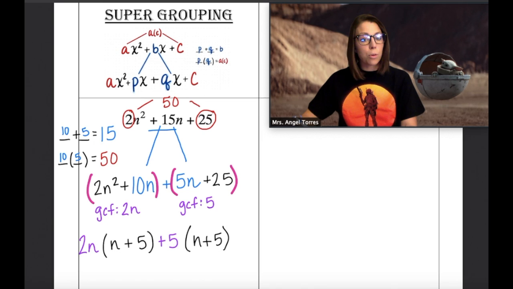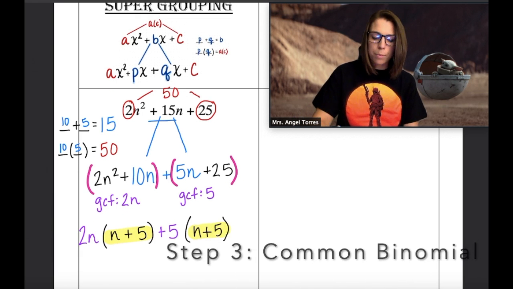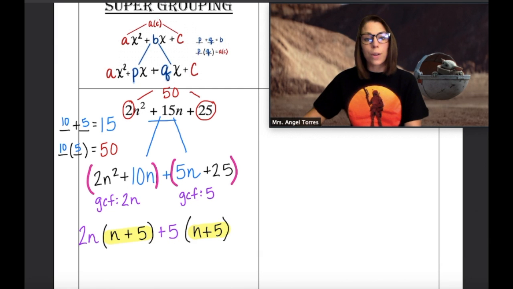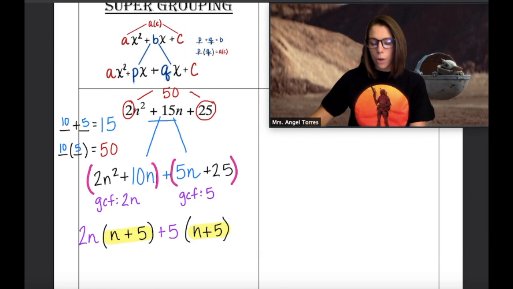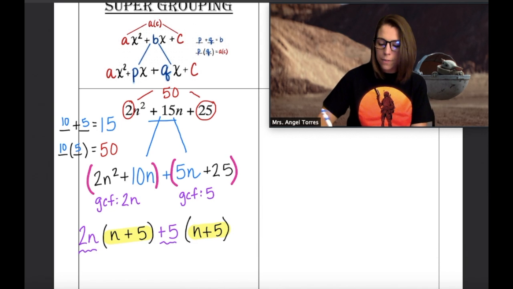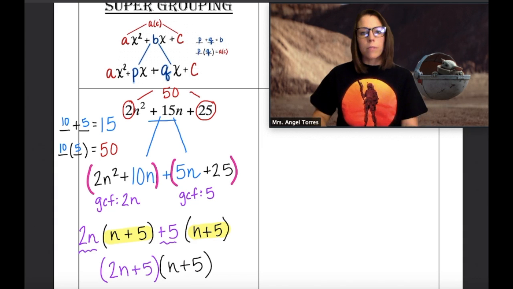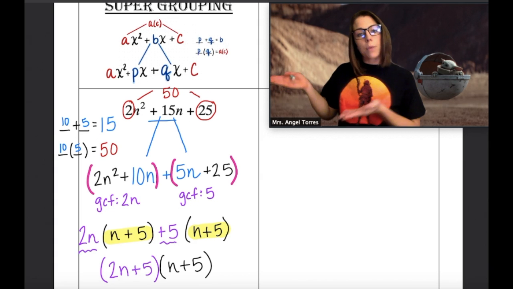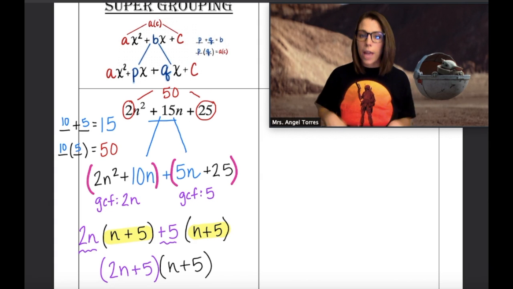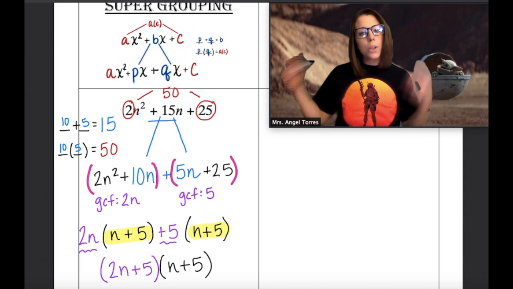Do you see a binomial in common? I sure do. I see an n plus 5 and an n plus 5. That means that our work is correct so far. Let's go ahead and put this into our factored form. Our first binomial will be our 2 GCFs, 2n plus 5, and our second binomial is our common n plus 5. And we're done because we've taken something that was a trinomial and broken it up into a product of 2 binomials, which is what factoring is all about. Let's go ahead and multiply to check.